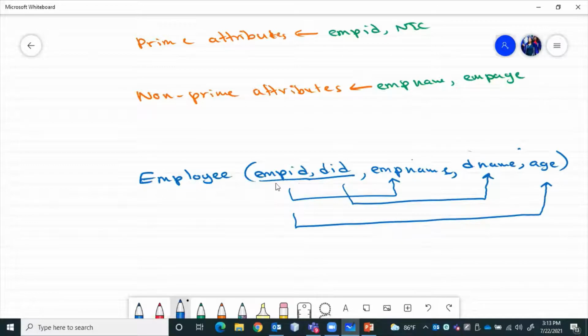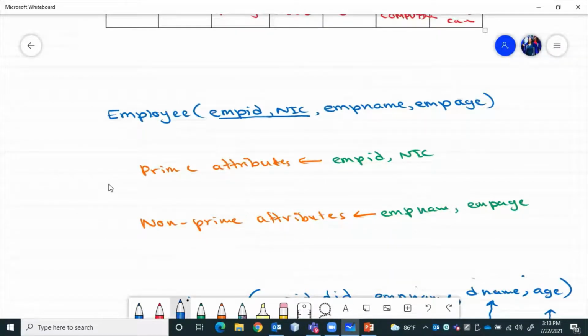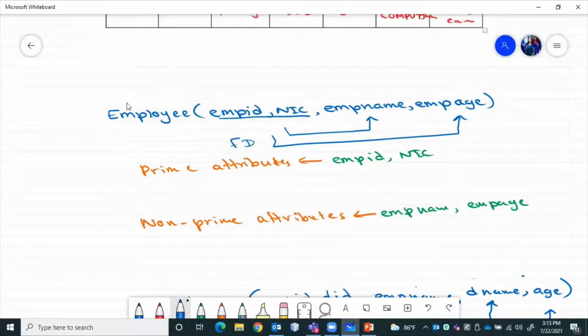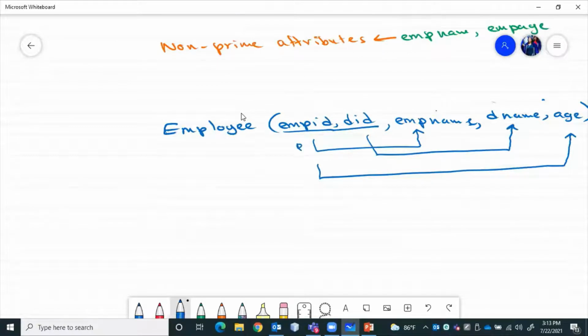Full dependency is this. Look at employee ID, NIC. Employee name is fully depending on the employee ID and the NIC. Employee age is fully depending on the employee ID and the NIC, the primary key. The entire thing is the primary key. This is full dependencies, FDs. But here what we have is not FDs, we have partial dependencies. This employee name is depending on half of the primary key, because the primary key is made with the employee ID and the department ID. So all the non-prime attributes are partially dependent on the primary key. So this is not the case of 2NF.